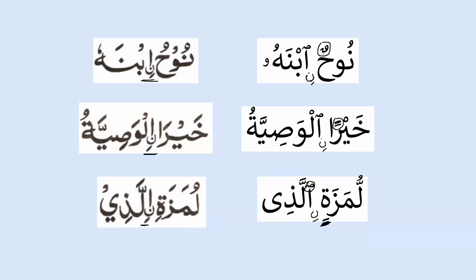So Dhamma will be recited as Dhamma, Fatha will be recited as Fatha, Kasra will be recited as Kasra, but the noon will always be recited with Kasra, as we can see over here. Nuhun ibnahu khayran al-wasiyah, or khayran al-wasiyatu, and lumazatin alladhi. And this is a very, very important rule with regard to the Tajwid as well. And inshallah, I hope it's clear now.